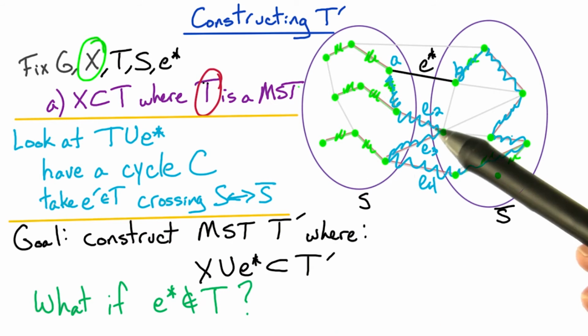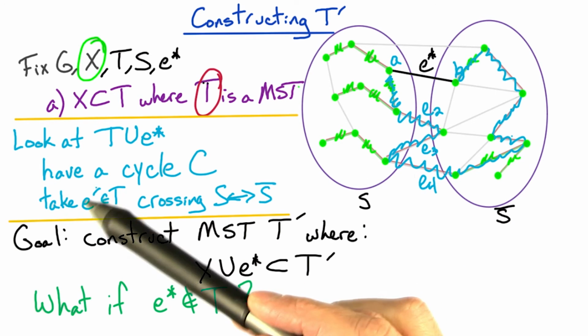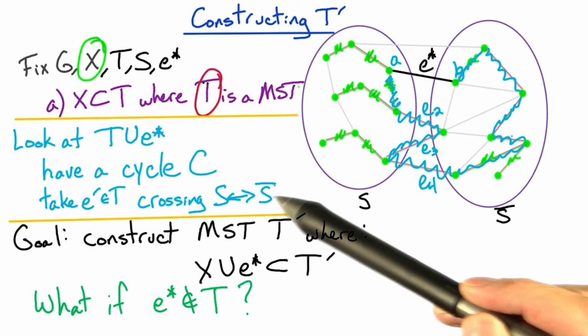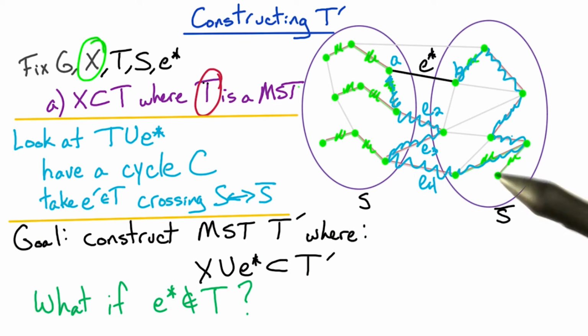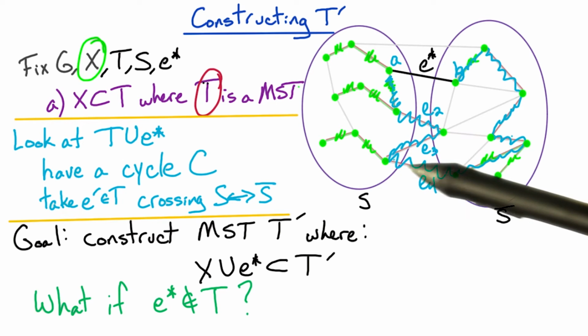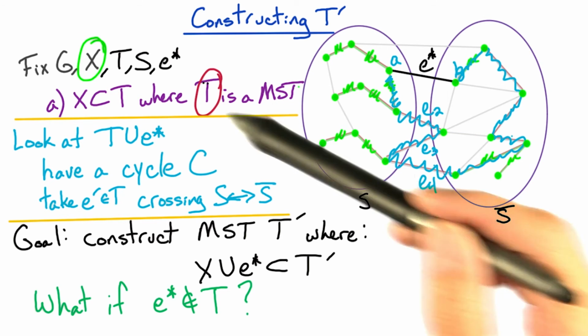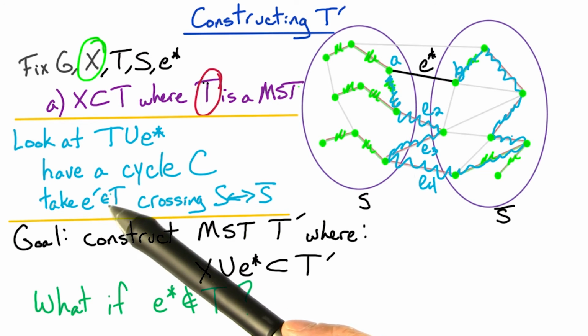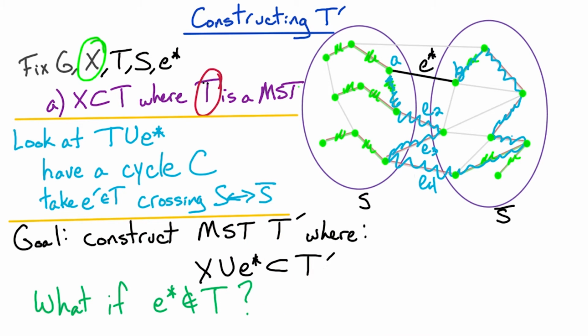So we take any of these three edges, let's call it E prime, which is in the tree T, and which crosses S to S bar. Now in this example, once again, there are three edges crossing this cut, S bar, which are in this tree T. Now in general, why do we know that there's an edge E prime, which is in the tree T, which crosses S to S bar?